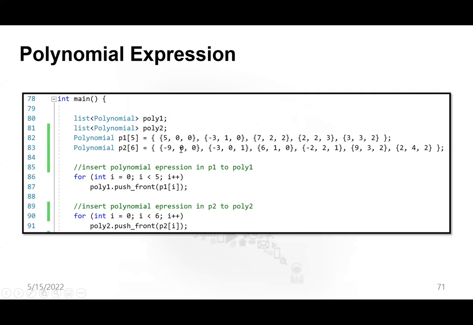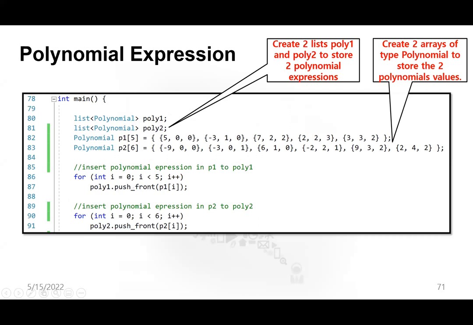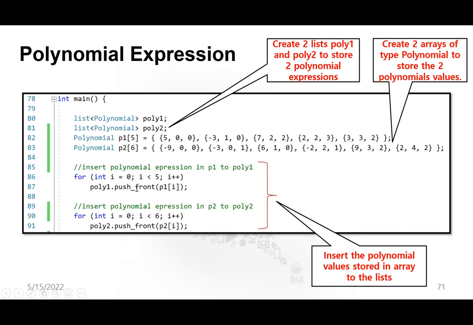Then this P2 is for the second polynomial expression that I'm going to store in poly 2. And then this part here, I want the value for each of the expressions in poly 1: the coefficient, exponent x and y, right? So I'm going to use this push front, which means that every expression will be stored at the beginning of this list here.